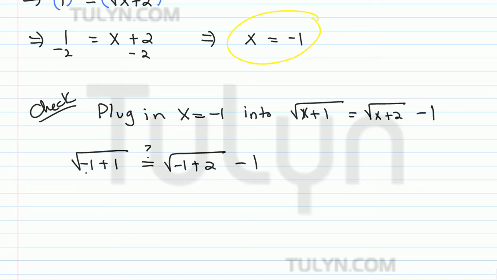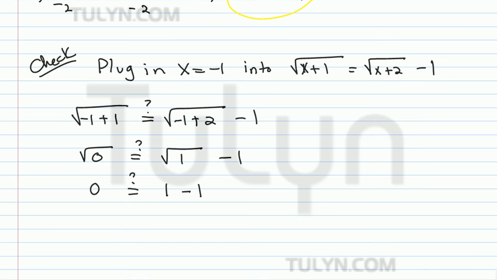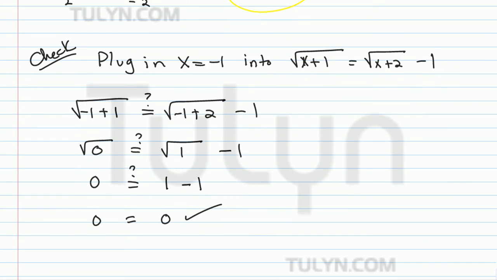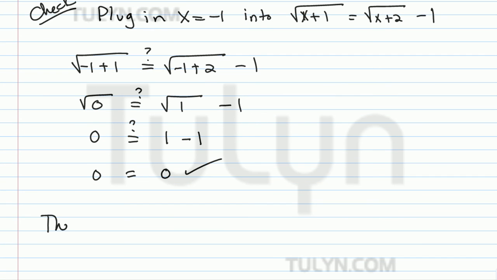So negative 1 plus 1 is going to give us square root of 0. And we want to check to see if that's equal to square root of negative 1 plus 2, which is 1, minus 1. Square root of 0 is equal to 0. We want to check if that's equal to 1 minus 1. And as it turns out, on the right side we get 0, and on the left side we get 0. So x equals negative 1 is a solution to the equation. So the solution is x is equal to negative 1.